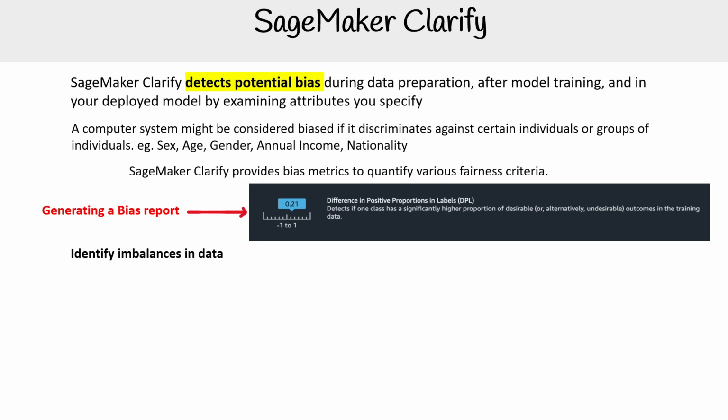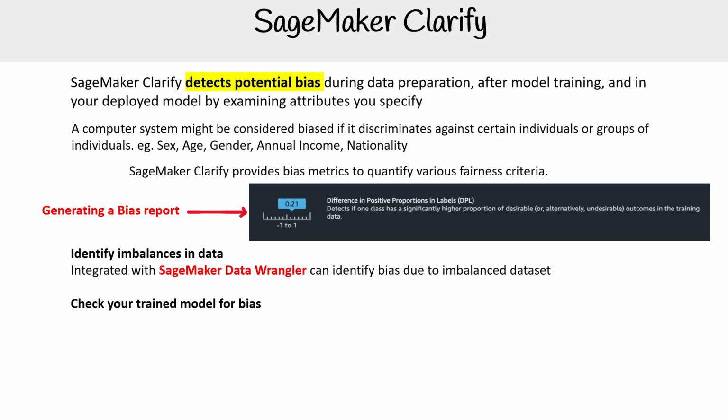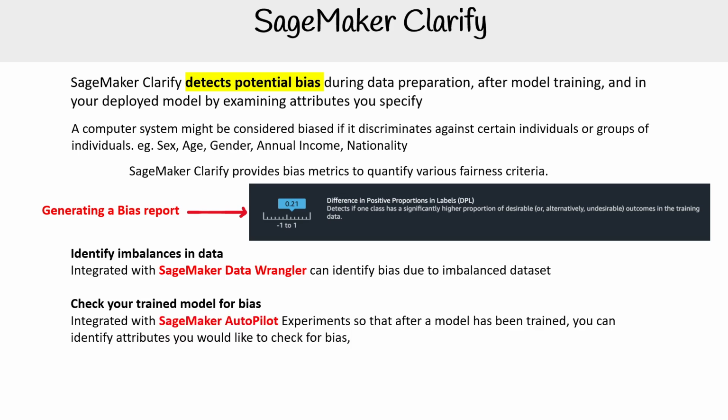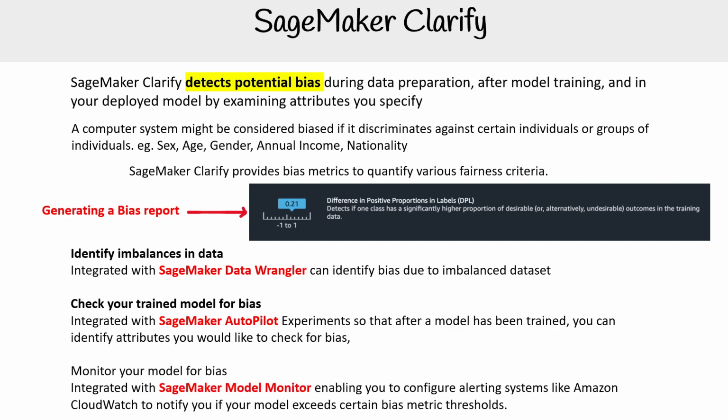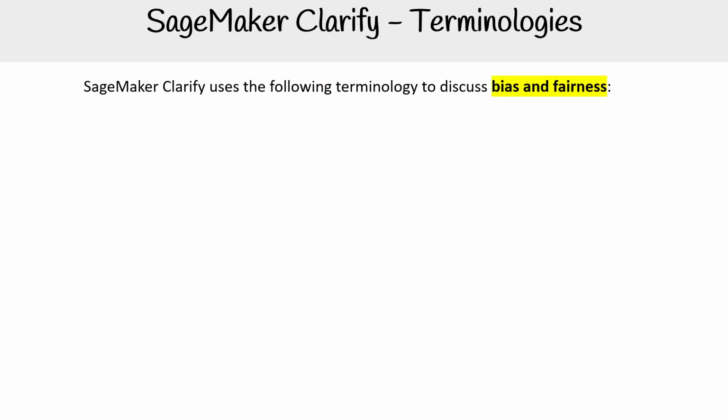But anyway, one thing we can do is identify imbalances in the data, and we can utilize SageMaker Data Wrangler for that. We can check your trained model for bias, and we can use SageMaker Autopilot for that. You can monitor your model for bias. So we're checking the trained model for bias, but monitoring it using Model Monitor is another option there. SageMaker Clarify uses the following terminology to discuss bias and fairness, so let's get a little bit familiar with it.